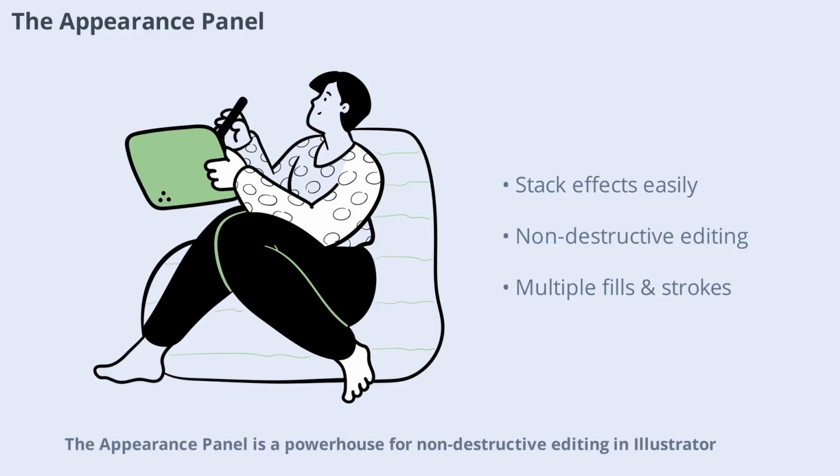Appearance Panel is a powerhouse for non-destructive editing in Illustrator. It allows you to stack multiple fills, strokes, and effects on a single object, giving you immense flexibility. For example, you can add a drop shadow, multiple outlines, and even blend modes without altering your original shape. This panel is especially useful for creating complex styles and experimenting with different looks. By mastering the Appearance Panel, you can save time and maintain editable artwork, making revisions a breeze.